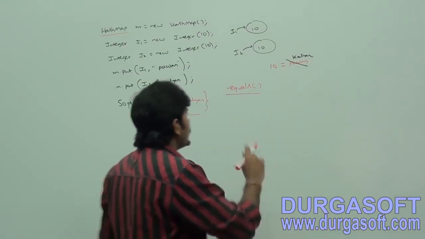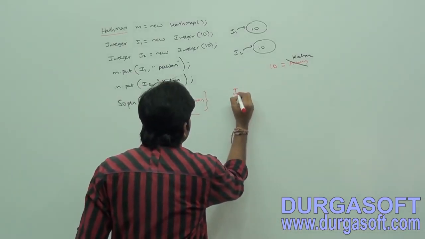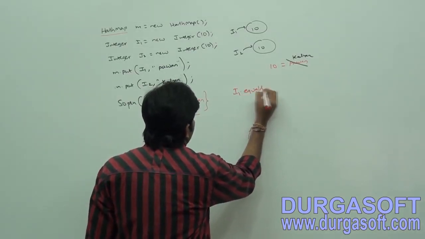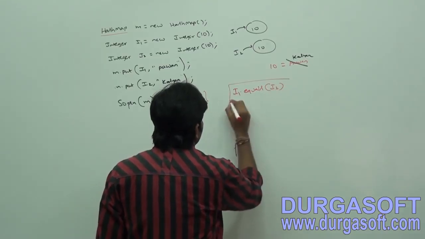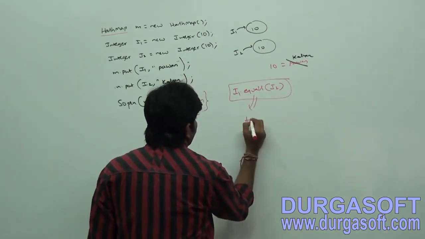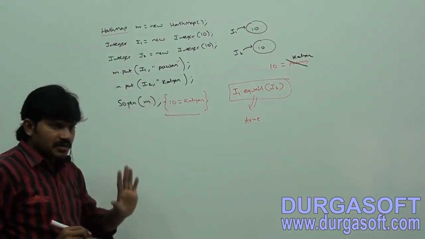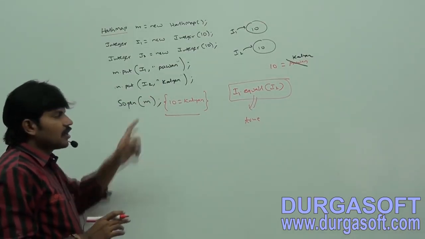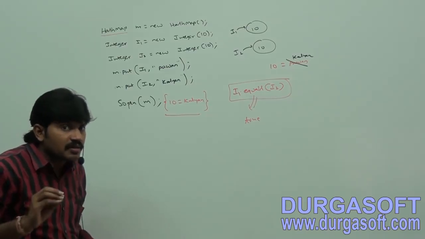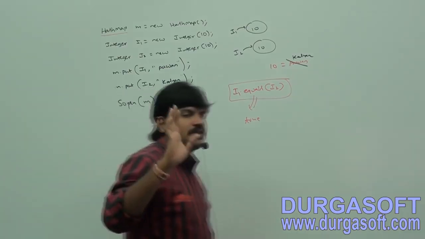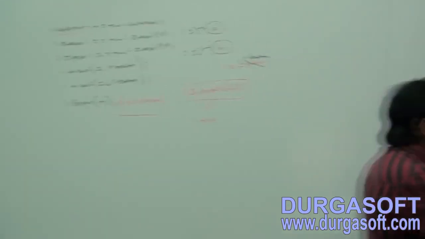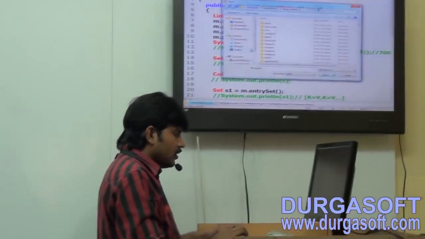So I1.equals(I2) is true or false? It is nothing but true. That's why I1 and I2 are duplicate keys. Is it clear? That's why the output by default we are going to get is 10=Kalyan, right? Let me execute up to this, and then we will continue about IdentityHashMap.